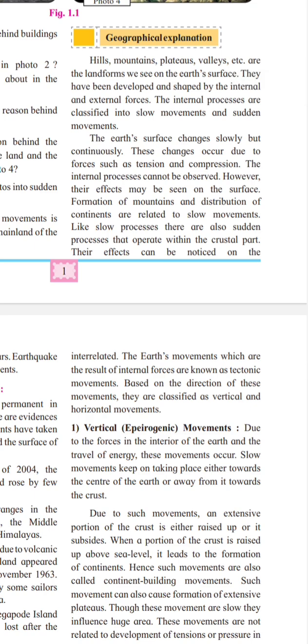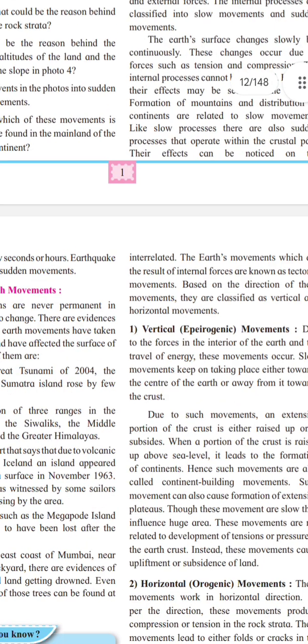Sometimes these changes happen very slowly over millions of years, while sometimes they happen suddenly within a few seconds. Therefore, internal processes are divided into slow movements and sudden movements. Slow movements are responsible for forming mountains, continents, and plateaus. Sudden movements include earthquakes and volcanic eruptions. Although we cannot see these internal forces directly, we can clearly see their effects on the Earth's surface.